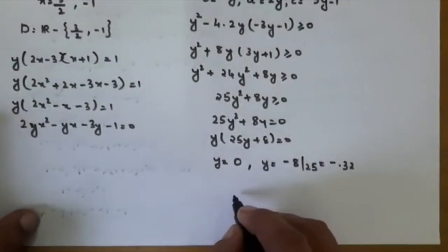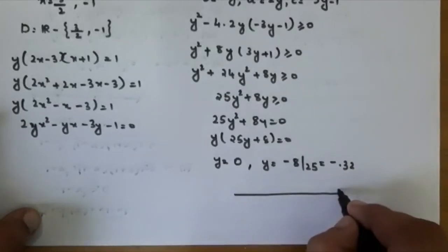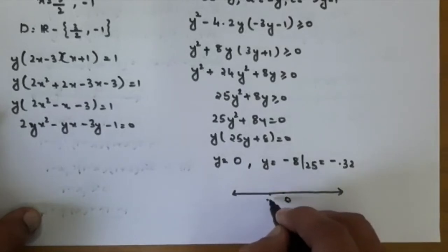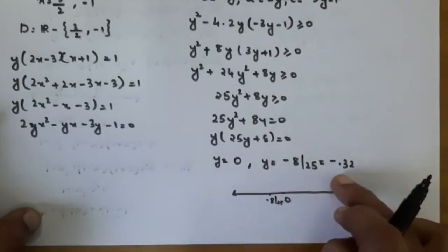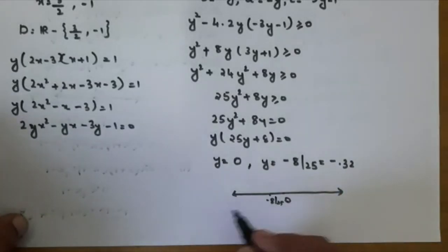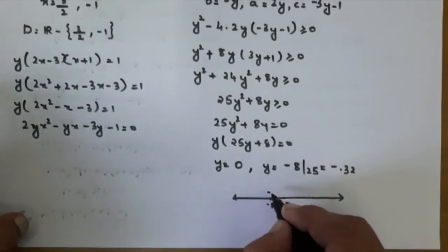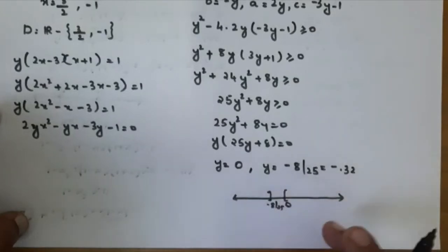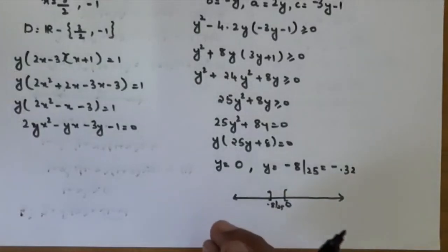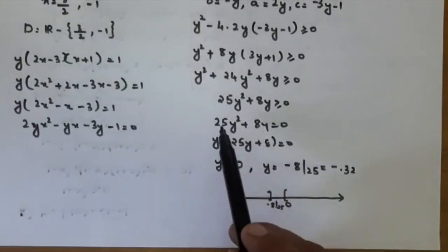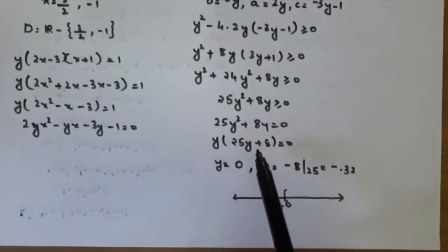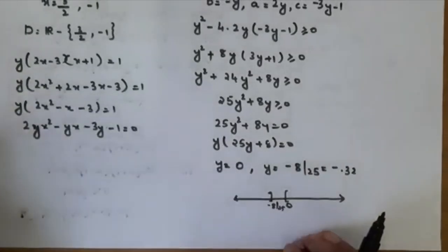Let us draw the real line with 0 and minus 8 by 25, which is equal to minus 0.32, on it. Similarly, this real line is divided into three parts. First one is from minus infinity to minus 8 by 25, then minus 8 by 25 to 0, then 0 to infinity. We need the values of y satisfying this inequality. Which inequality? 25y square plus 8y greater than or equal to 0, or y into 25y plus 8 greater than or equal to 0. Let us take a value from the first part.